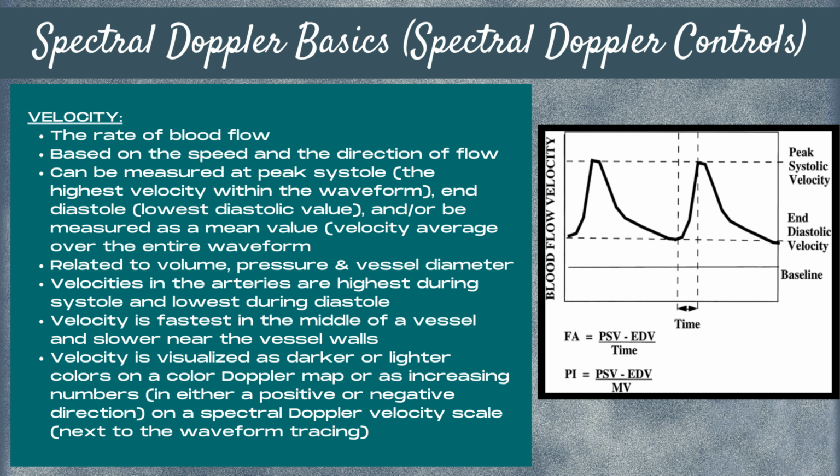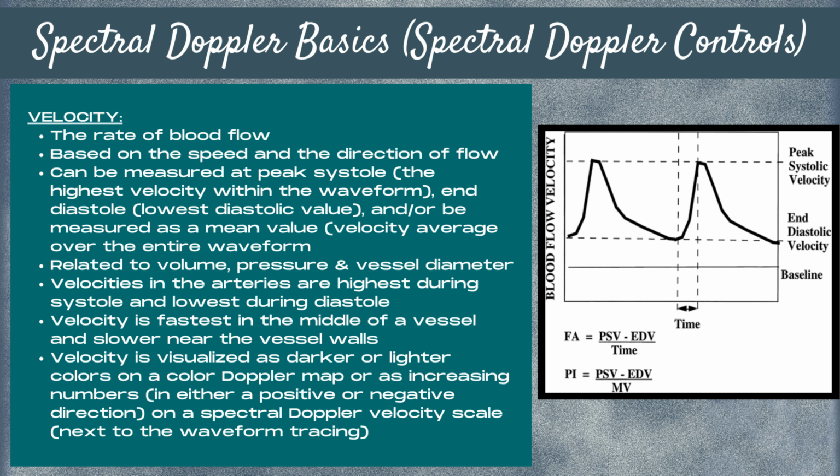Moving along with spectral Doppler basics, the next thing to talk about is velocity, and this is the rate of blood flow, and it's based on the speed and the direction of the flow. It can be measured at peak systole, which is the highest velocity within the waveform, or it can be measured at end diastole, which is the lowest diastolic value within the waveform, or it can be measured as a mean value, which is a velocity average over the entire waveform.